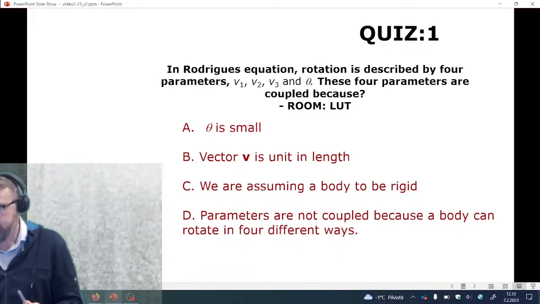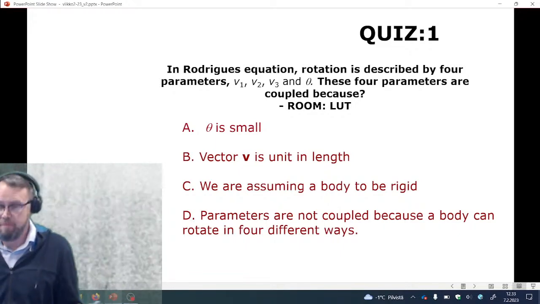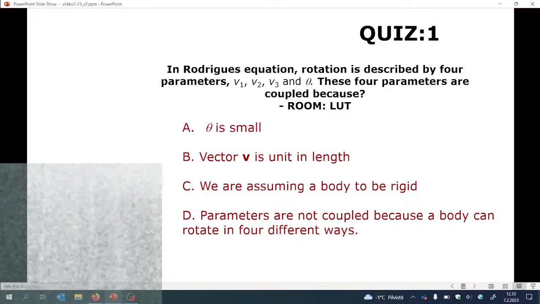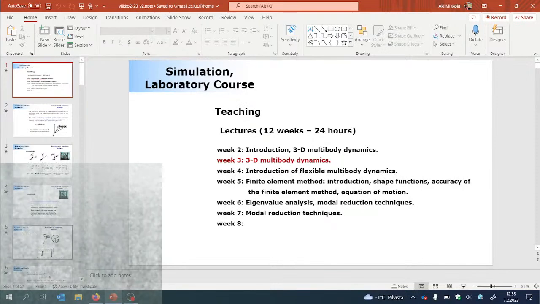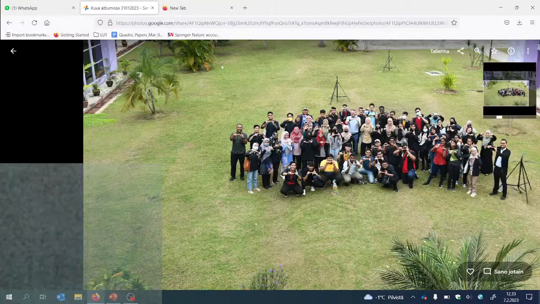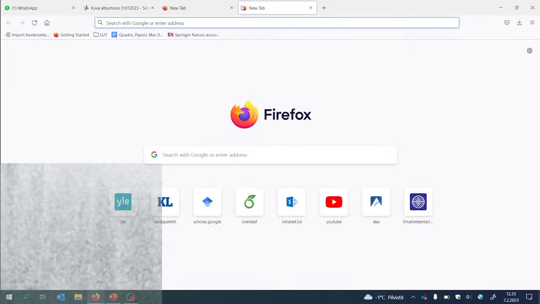We are assuming a body to be rigid. Hold on. It's not dead on, but I'm going to put it on momentarily. Just a second, because I did not lock into this socket yet, but I will do it right now.